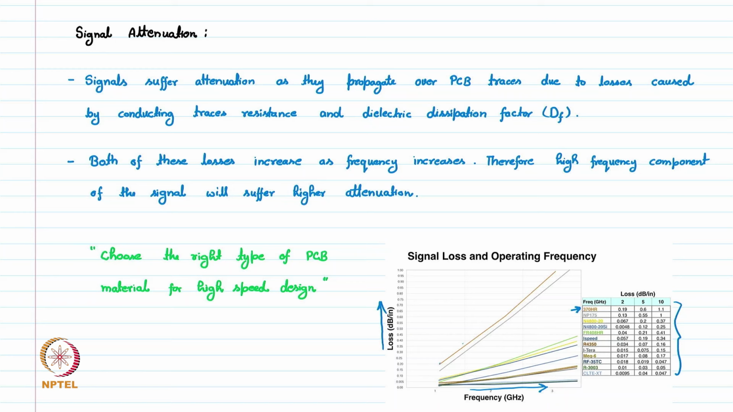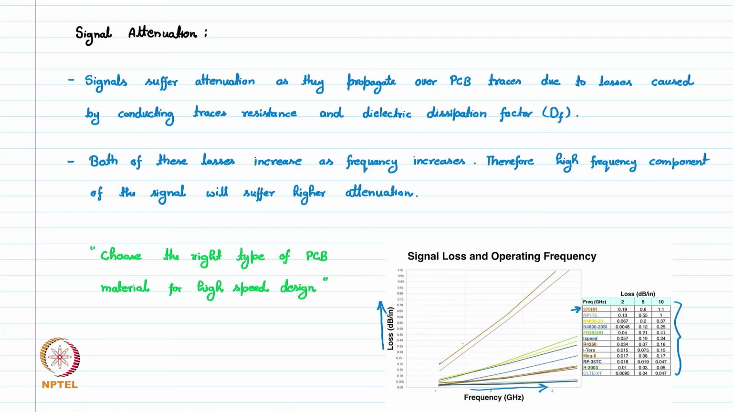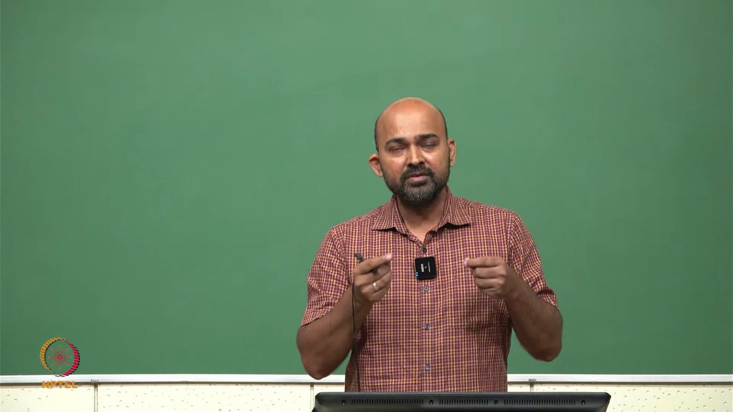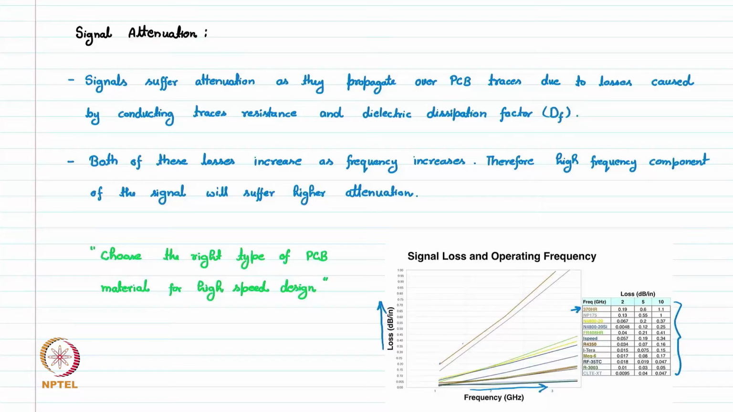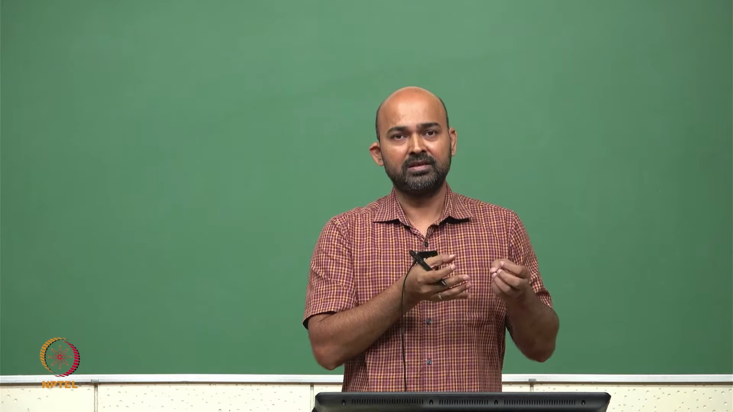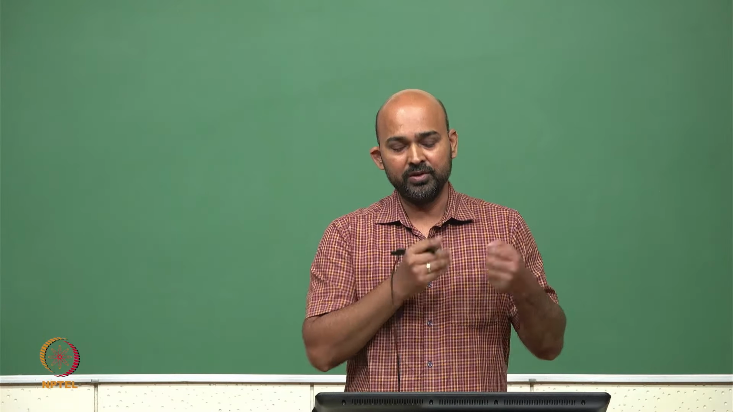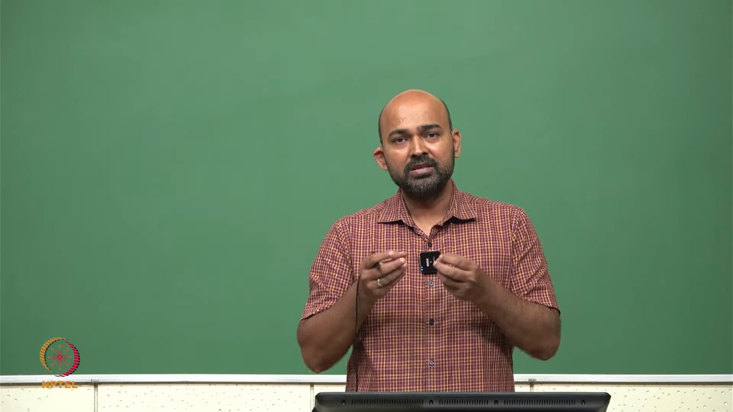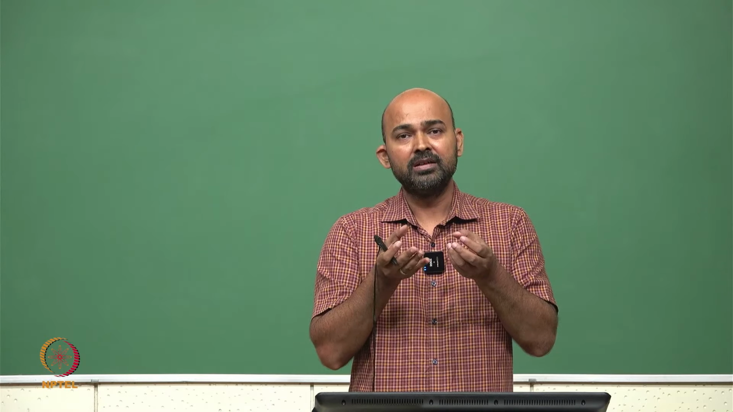So here we have another important issue which comes in high speed design, which is signal attenuation. And as we said, the signal actually suffers attenuation when we send it from the near end to far end. This attenuation happens because of the resistive nature of the material, copper or aluminum, whatever trace material we choose. It has a certain amount of resistance. That resistance actually degrades the voltage or the signal value. And the other cause of this attenuation is the dissipation factor inside the PCB material.